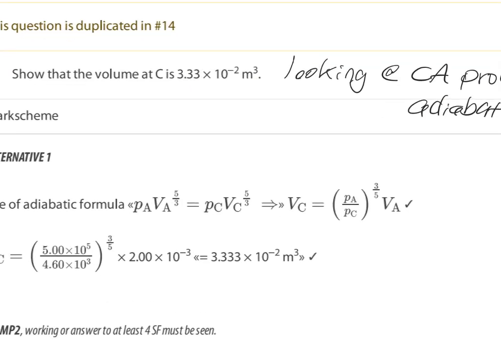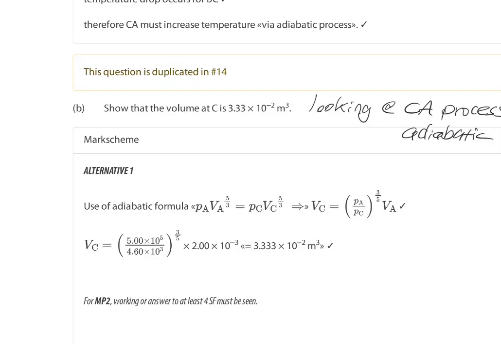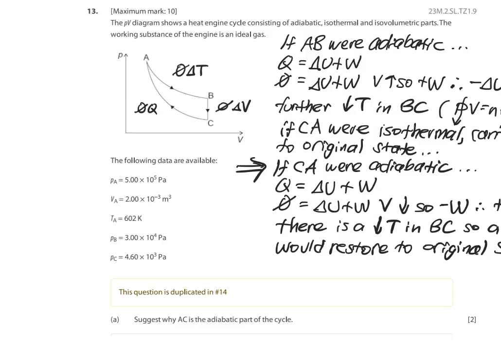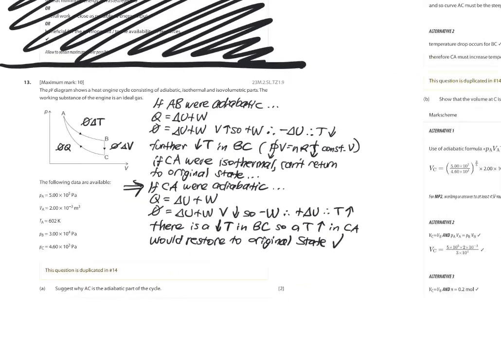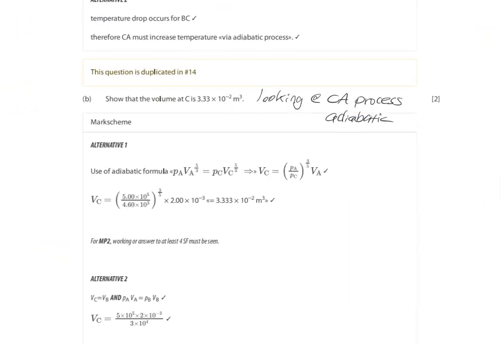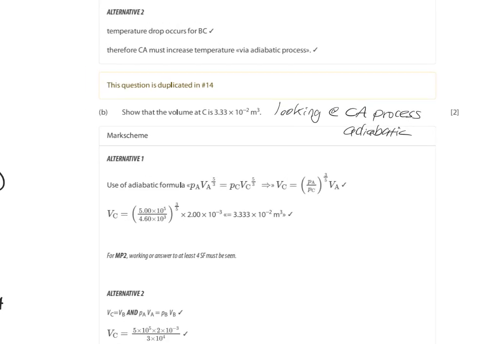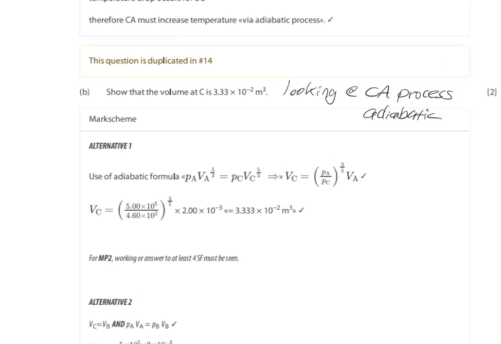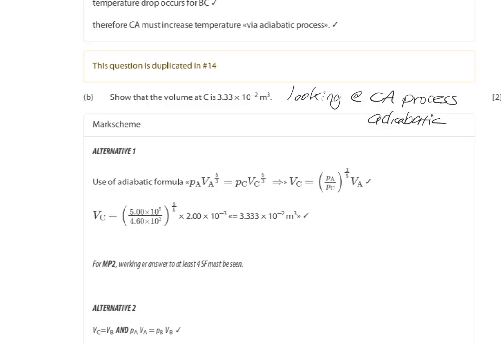we are going to use the 5/3 relationship for A and C. We know the pressure and the volume for A. We know the pressure for C, that's given in this list right here. And so we are going to solve for the volume of C and show that it is about 3.33 times 10 to the negative 2 meters cubed. So that's pretty basic right there.